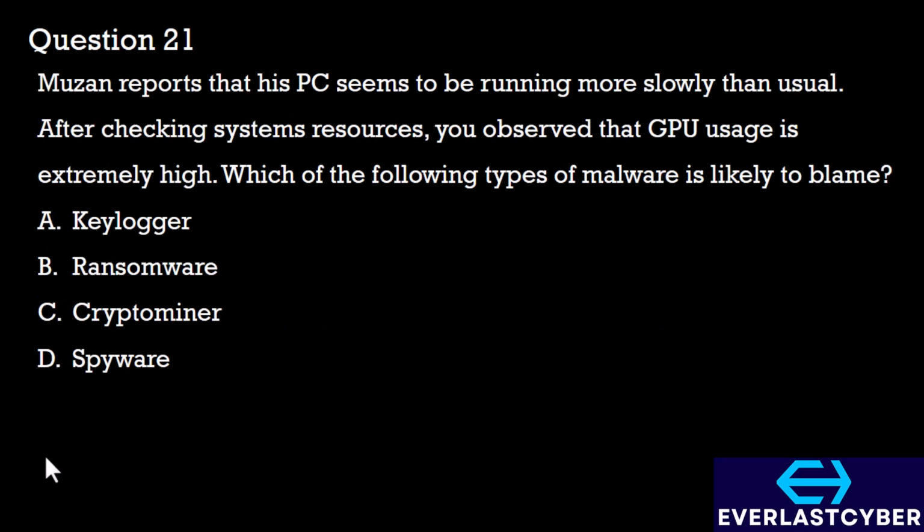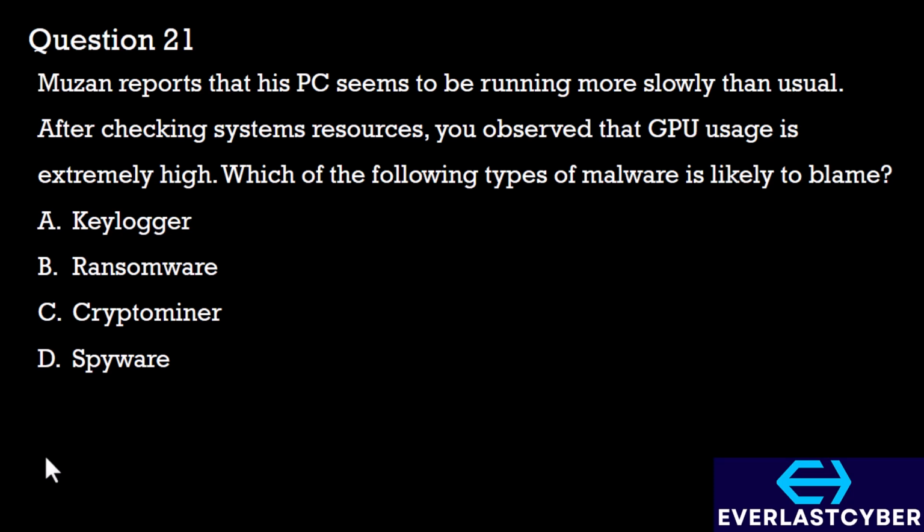Muzen reports that his PC seems to be running more slowly than usual. After checking system resources, you observe that GPU usage is extremely high. Which of the following types of malware is likely to blame? A. Keylogger. B. Ransomware. C. Crypto miner. D. Spyware.